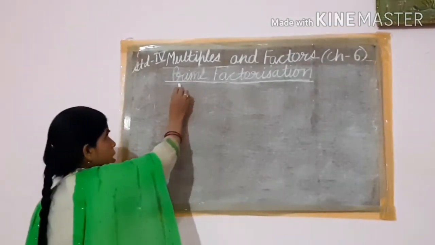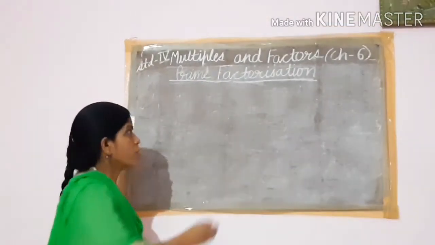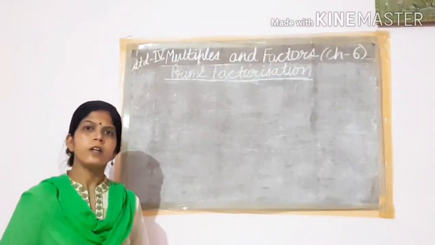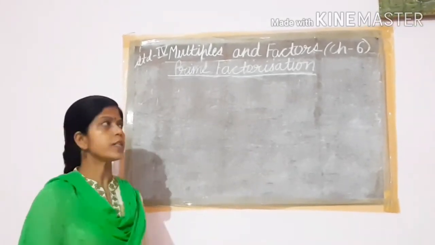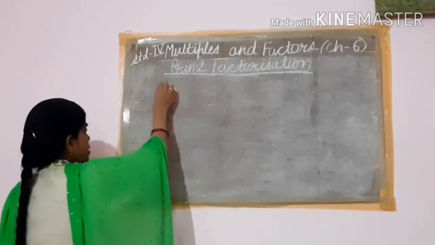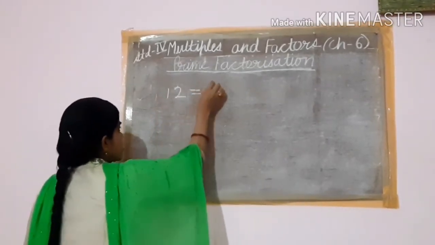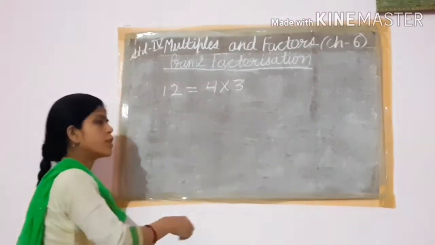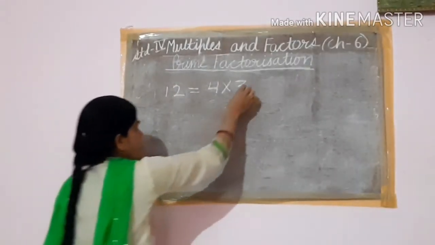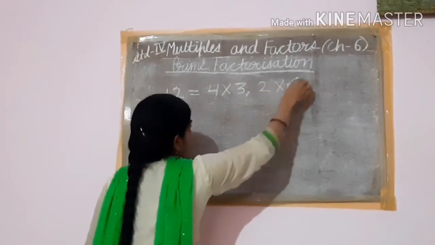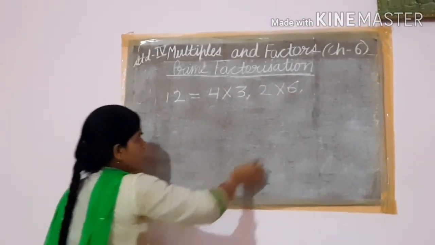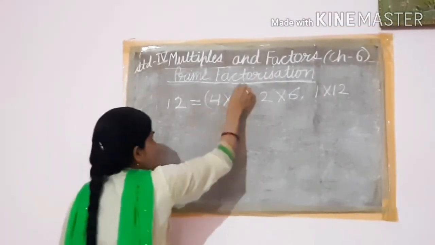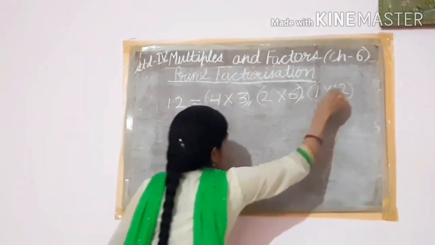Children, you will learn about prime factorization. But what is factorization? The method of writing a number as a product of its factors is called factorization. Like factorization of 12: 4 3s are 12, or 3 4s, or 2 6s, even 1 12 also. So what I have done is factorization.